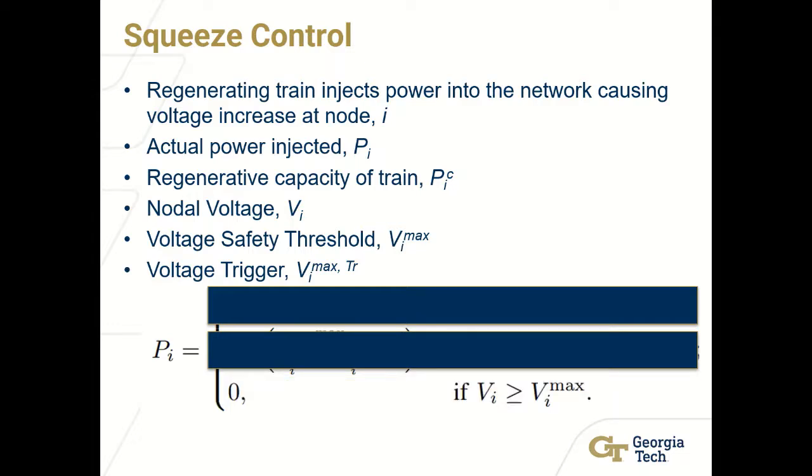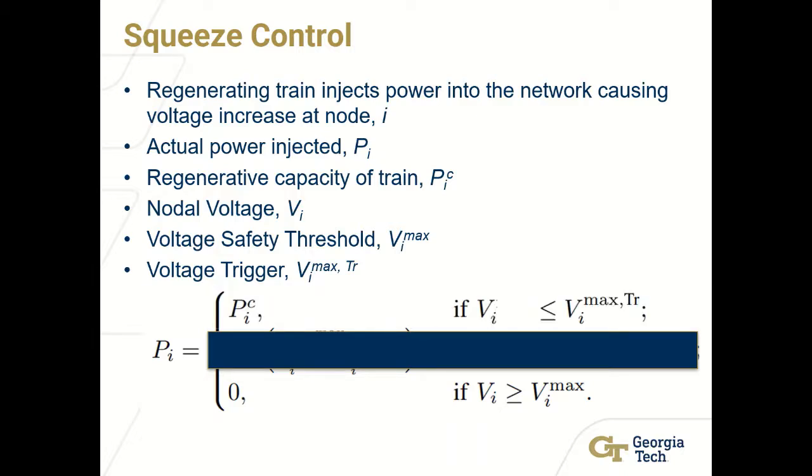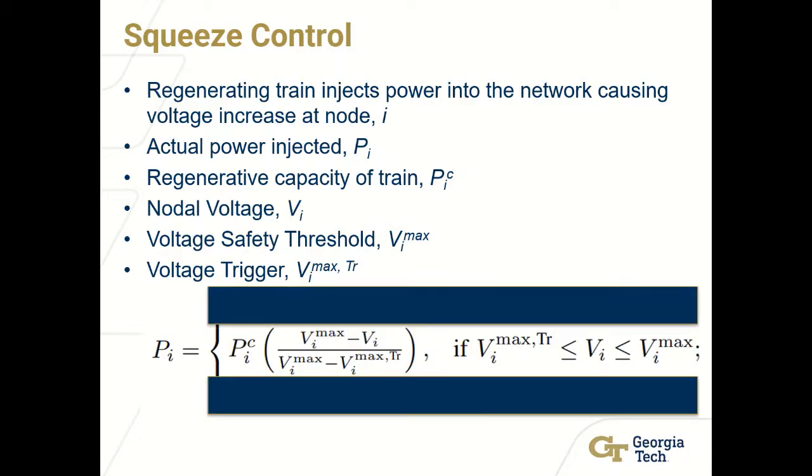Similar as last time, the first two are going to be pretty easy. So if we're already above whatever our safety threshold is, there's going to be no regenerative braking, no energy sent back into the line. If we are well below our threshold where we begin scaling it back, we're going to deliver the full amount of regenerative capacity of the train. And then in this middle case, again, we will scale the regenerative capacity of the train, P sub i with the C superscript, by the scalar that we calculate in the parentheses here.